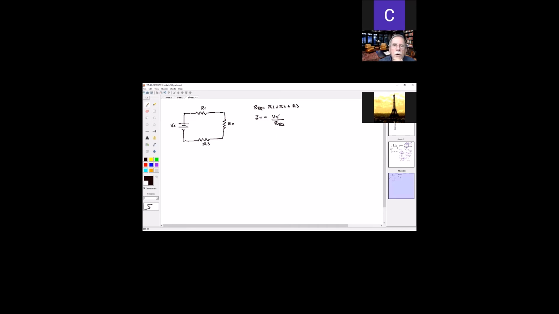Okay, so we got the REQ, and we've used that to find IT. So now if I wanted VR1, I would just say it's IT times R1. But let me put that in place. So IT was VS over the REQ, which was R1 plus R2 plus R3. So that's my IT, and we want to multiply that times R1. Well, let me ask you a question.